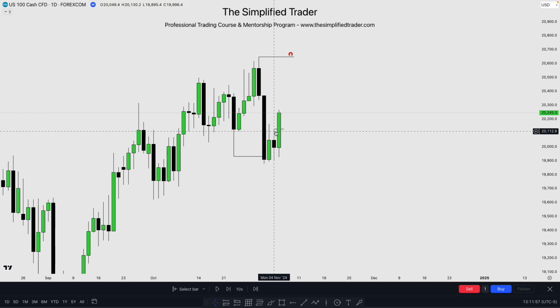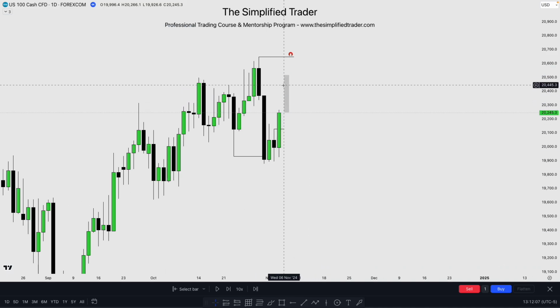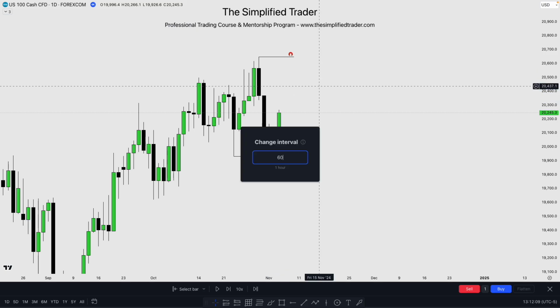That is where the CRT aspect comes in. This candle closed above the previous candle's high. So now what am I doing? Now I'm anticipating expansion in this candle. Now I drop to the 1 hour time frame.